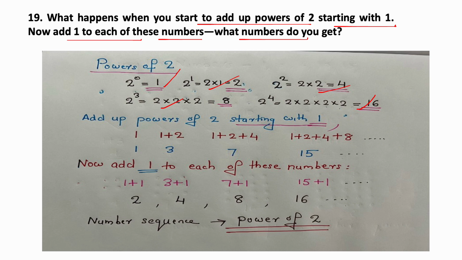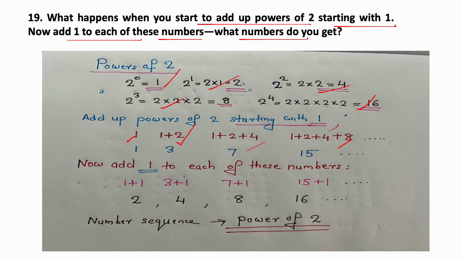We have to add up powers of 2 starting with 1. So 1, then 1 plus 2 is 3. Then 1 plus 2 plus 4 is 7. 1 plus 2 plus 4 plus 8 is 15. Like this, you have to add up the powers of 2 starting with 1. Now, you got a sequence like this: 1, 3, 7, 15, etc.